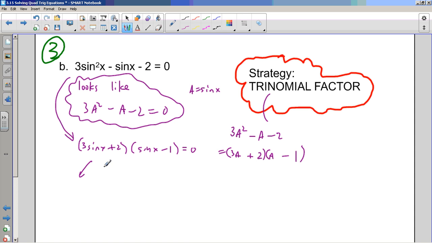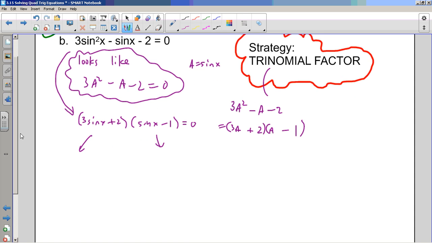And then again, this gives me 2 linear trig equations. The idea is that 2 linear trig equations multiplied gives me the quadratic equation. Now I'm off to the races again, right? Sine x minus 1 equals 0. This is one of those special ones again. Sine x equals 1. And again, how are you going to solve that? That's up to you.